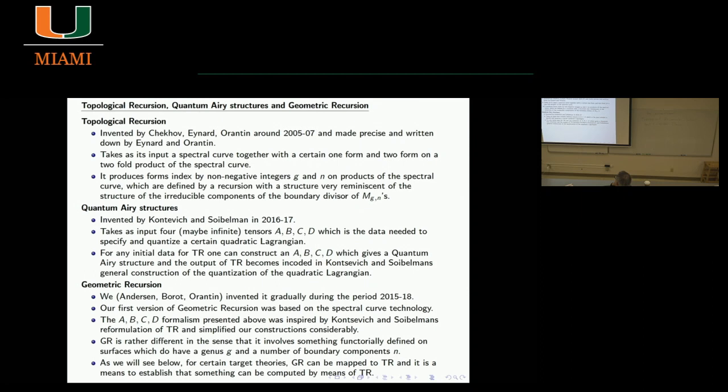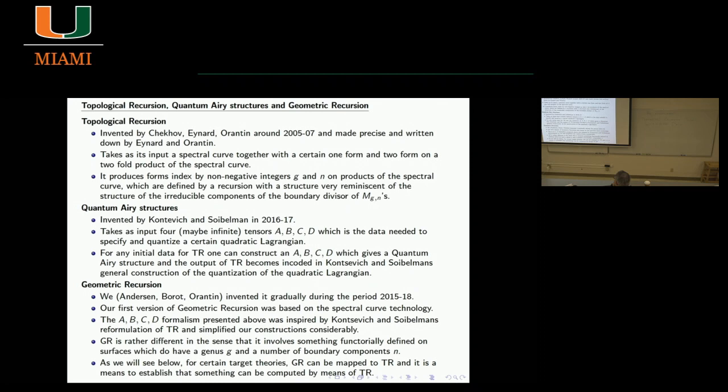And the geometric recursion is something that I did together with Gaëtan Borot and Nicolas Orantin. So it's basically invented in this period here. Our first version of this used the spectral curve technology, but then when we saw the ABCD formalism in Kontsevich and Soibelman, we thought, oh, that's very smart, we can really use that and somehow categorify it and put it into a setting here. So we did that. But notice that GR is rather different from topological recursion because it is a functorial assignment. It has these actions of mapping class groups and so on. So that's what makes it different.